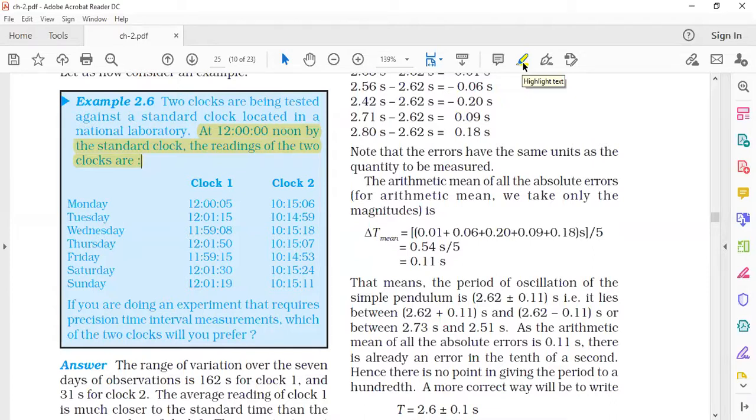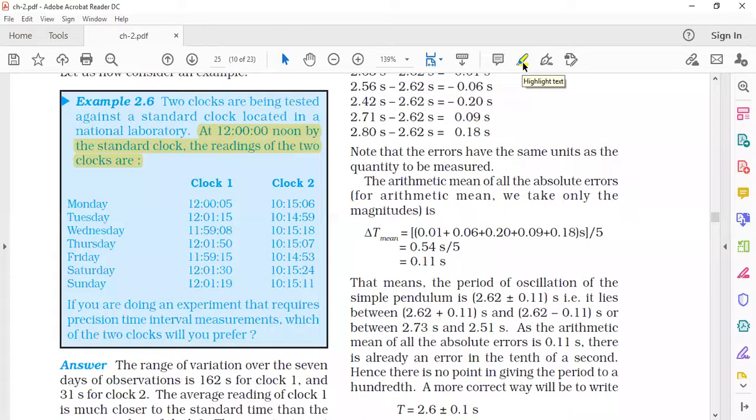Then the third, Wednesday. I'm talking about clock 1, I'm writing it. I suggest you copy it in your notebook. It is 11:59:08. Next, of course, it is 12 noon, 1 minute, 50 seconds. Then Friday I need to write, it is 11:59:15. Saturday, yes, I'll be writing 12:01:30. Then, of course, Sunday it is 12:01:19.